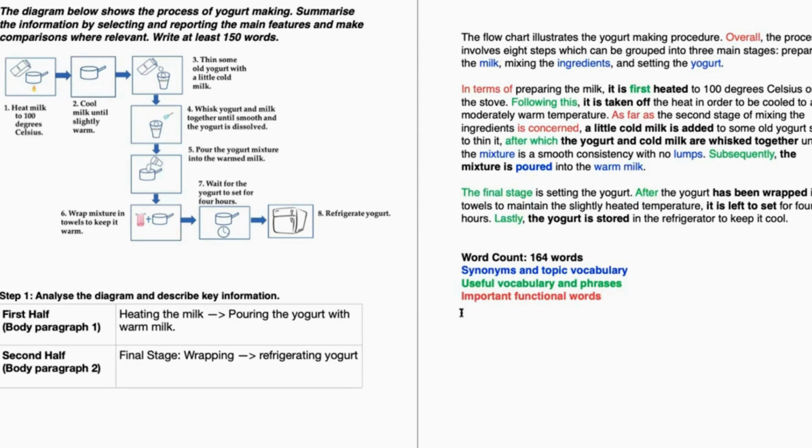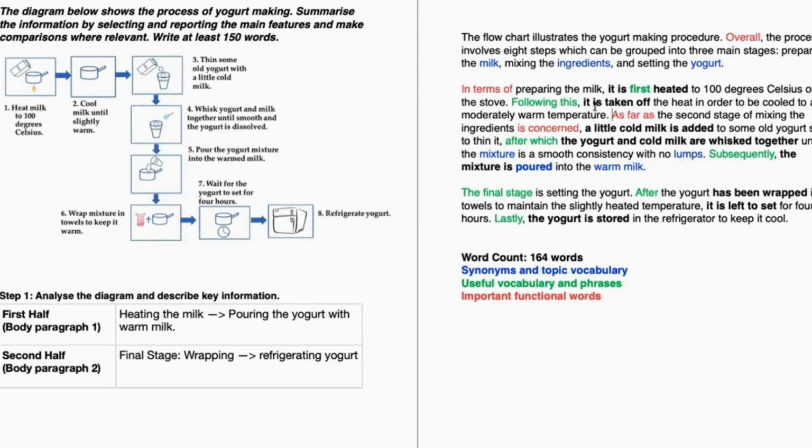Let's take a look at the red, important functional words. This sets the stage and makes everything a bit logical. So when we're talking about the whole process, we see overall. Then in terms of something, so we talked about in terms of preparing the milk. This is quite specific because we're talking only about preparing the milk. Then this is a great formula. As far as, and then we have something, is concerned.